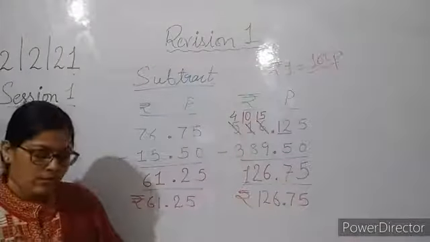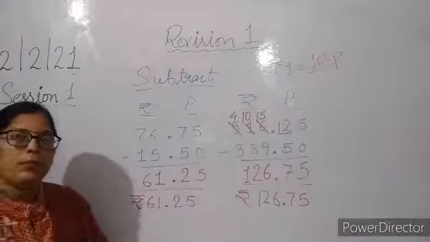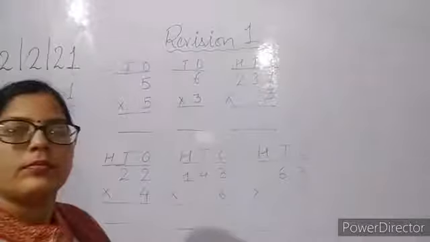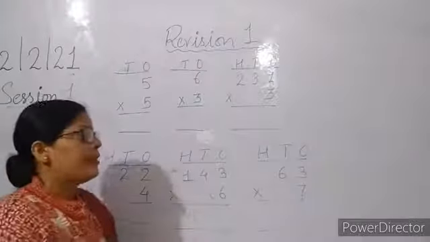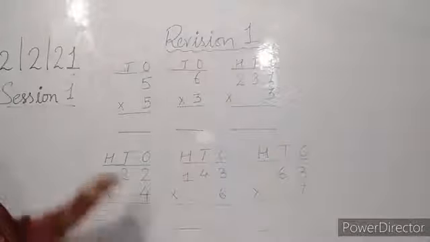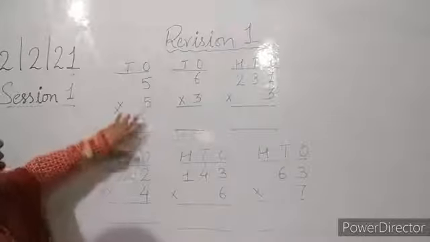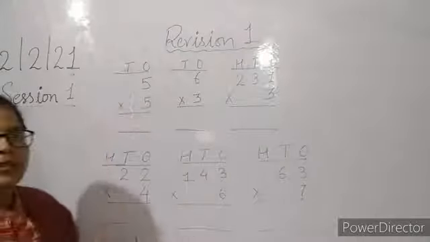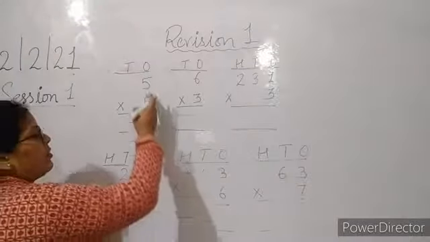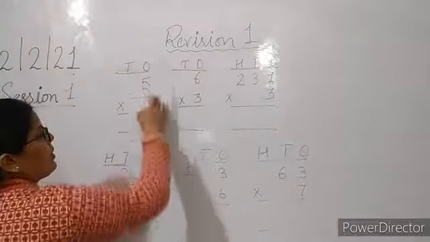Now we'll do some multiplication questions. Here I have taken all types of questions which are given in the book. First two questions are of 1 digit. Here we have to multiply a 1 digit number by 1 digit. What is the place of a 1 digit number? It is at ones place.